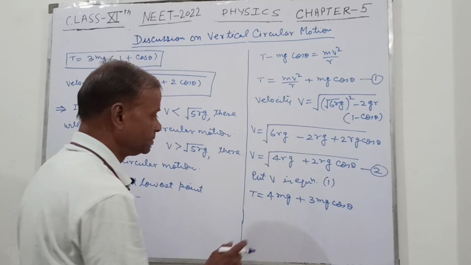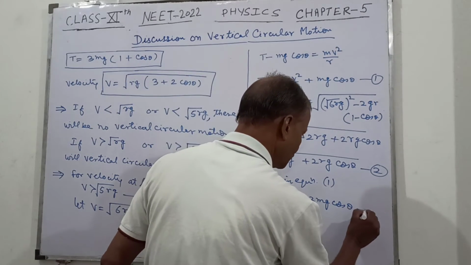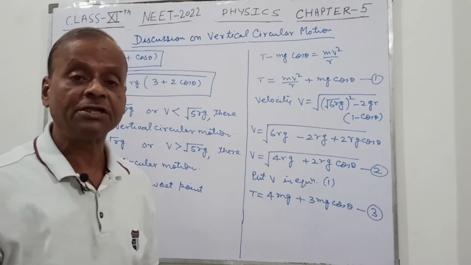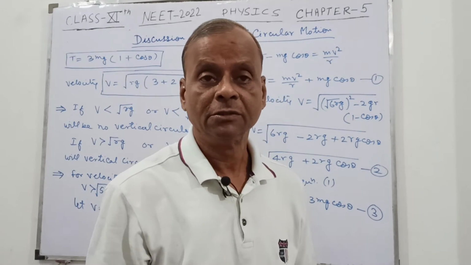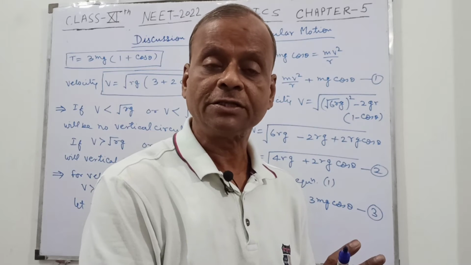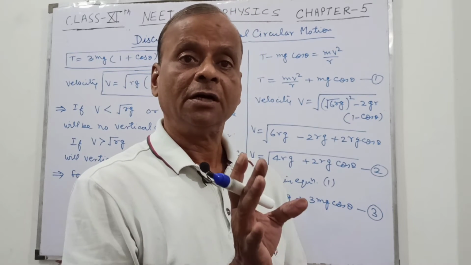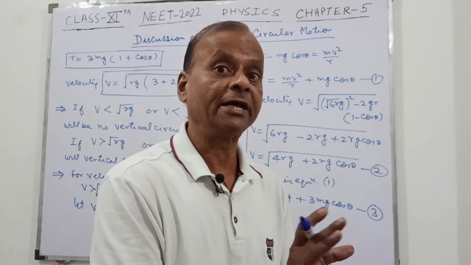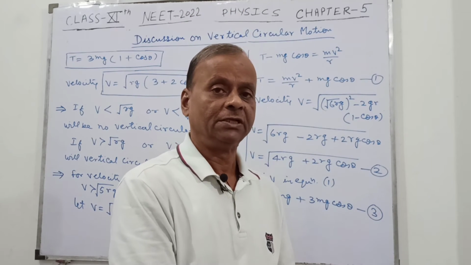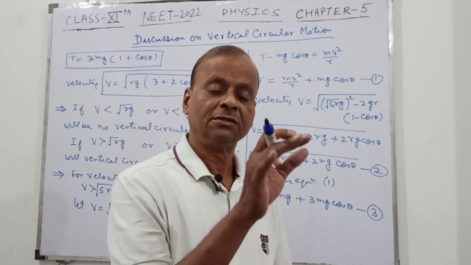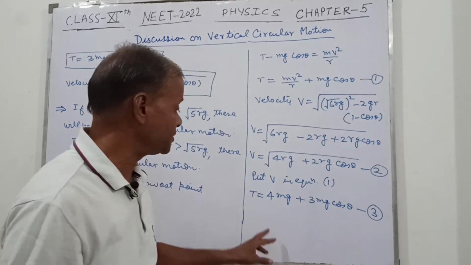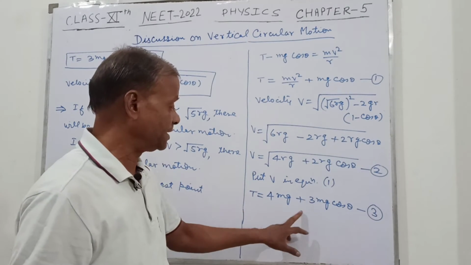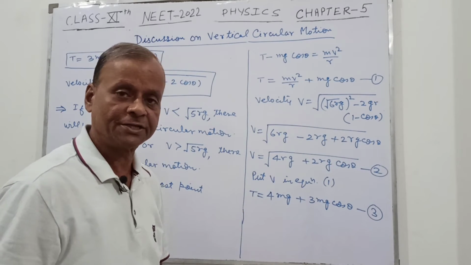So what do you find? This is a more important relation. Here I have not taken the particular case when v is equal to square root of rg at the highest point and square root of 5 rg at the lowest point. But I have taken a general point that the velocity is more than the critical velocity. In that case, you can find the velocity at the highest point, lowest point, and also the tension at lowest point and the highest point.